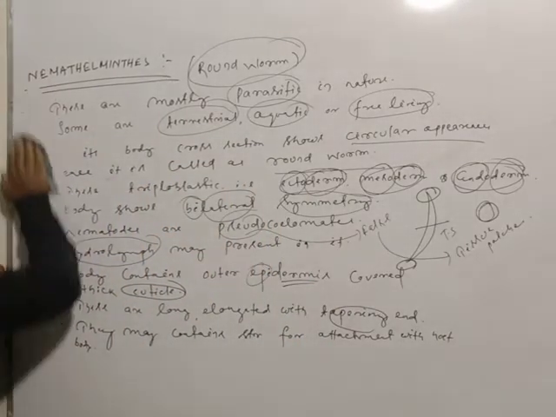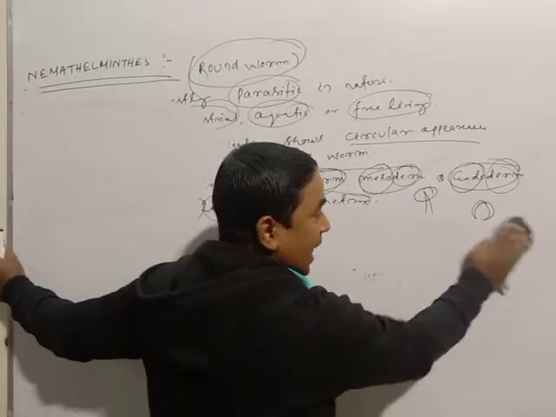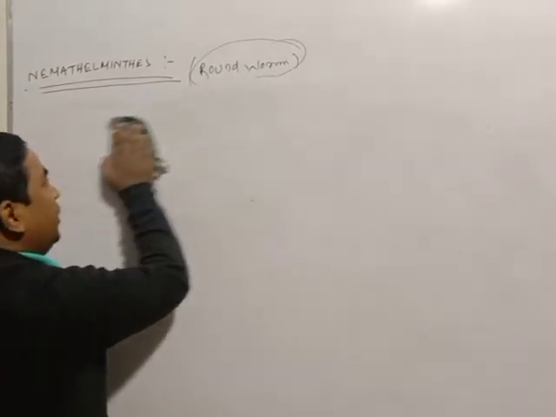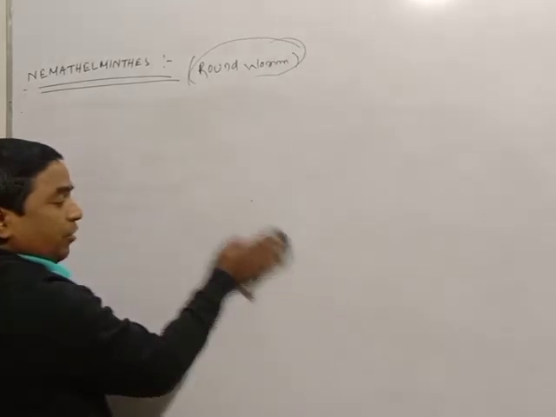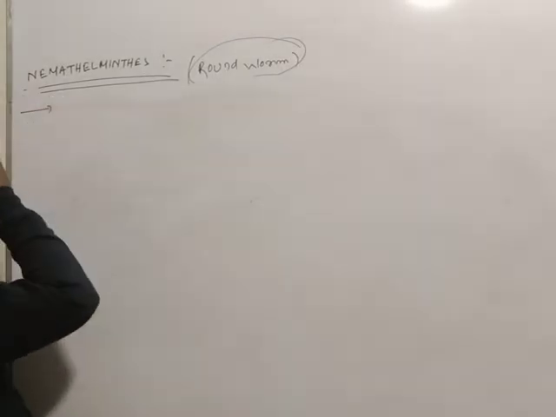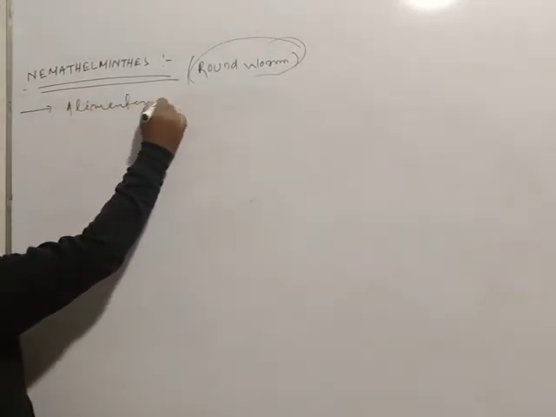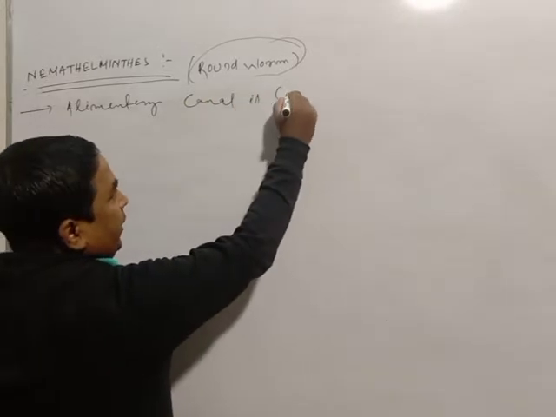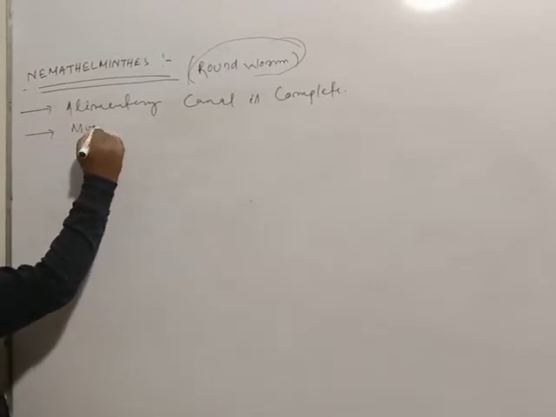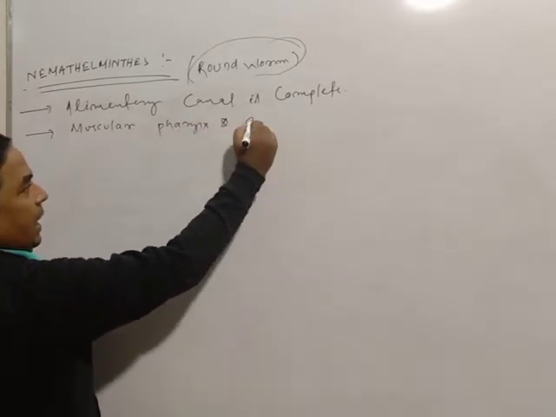Then, as these are parasites, their body is modified, adapted, or acclimatized to survive inside the host body. So the physiological activities are also in the light of parasitic adaptation. See, the alimentary canal is complete. Muscular pharynx, and anus is present.